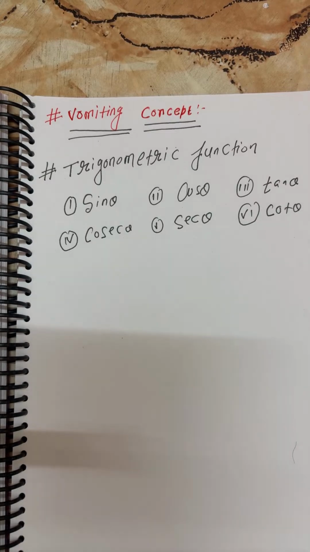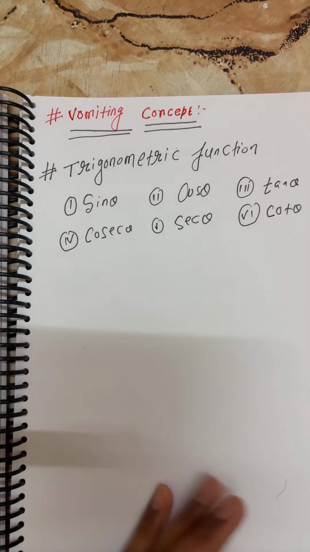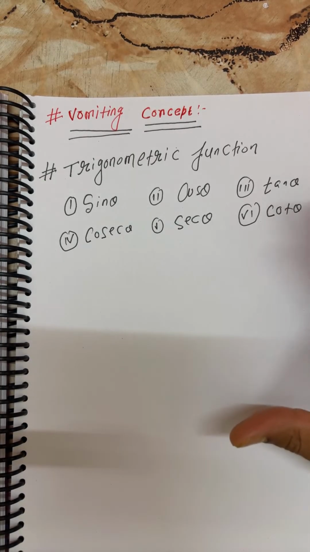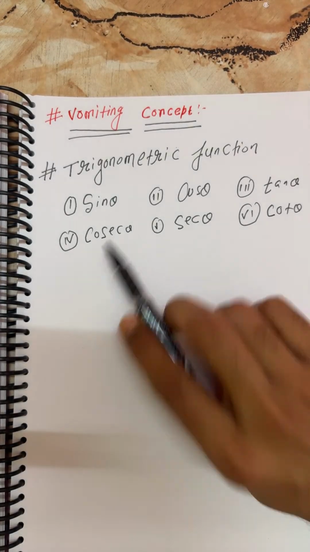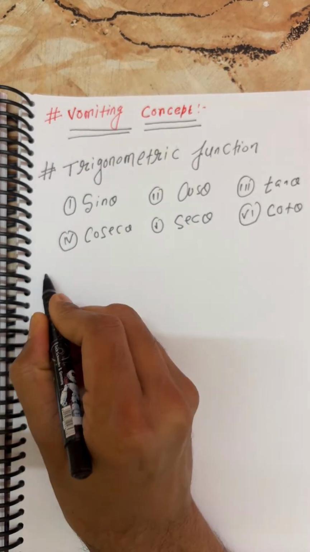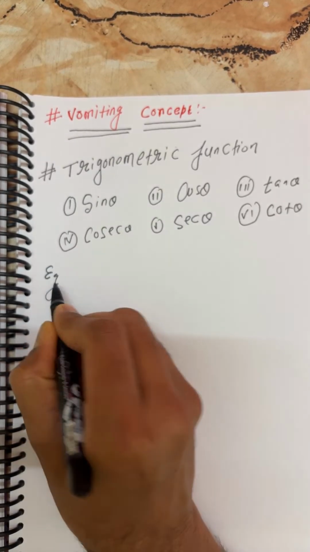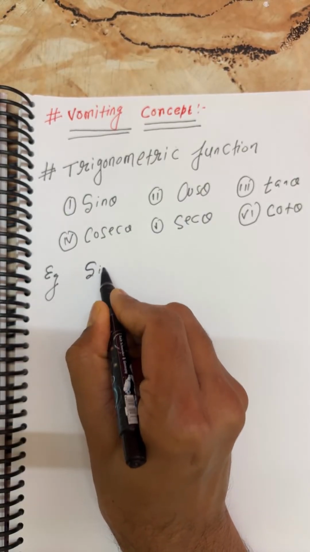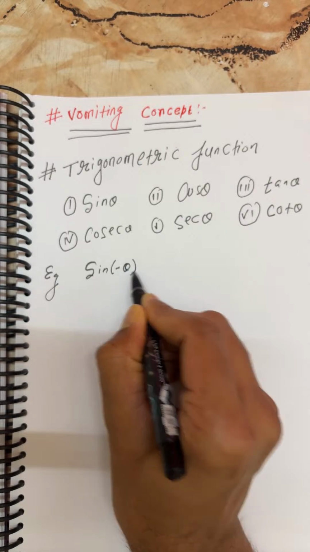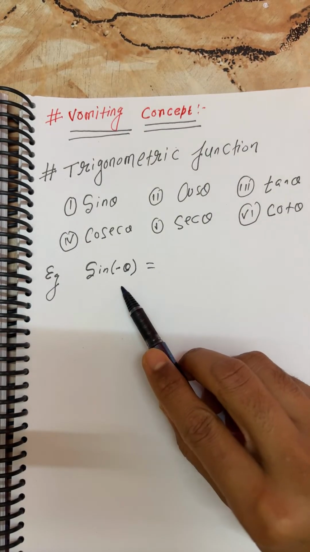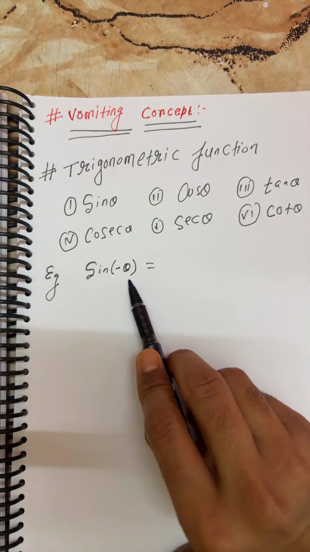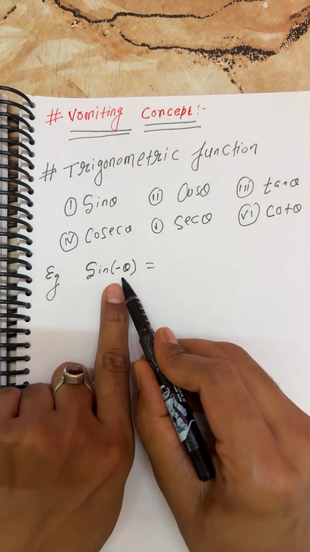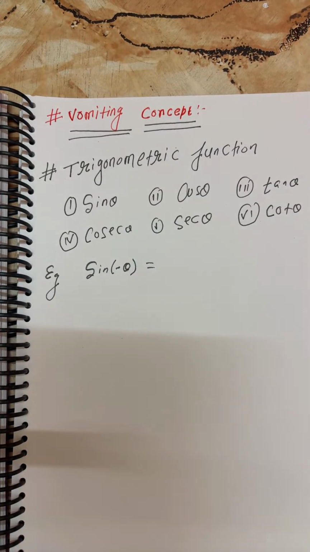Beta, what is the heading here? Vomiting concept. What is the vomiting concept? It's very easy, my dear. If someone has a problem in the stomach, after food they can vomit. The same thing we can apply here also. As an example, let us suppose I tell you sine of minus theta. This function is a part of vomiting. Vomiting means this minus sign will come out. That is the simple meaning of vomiting.